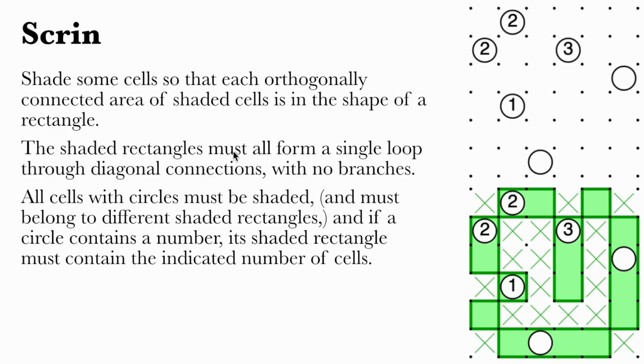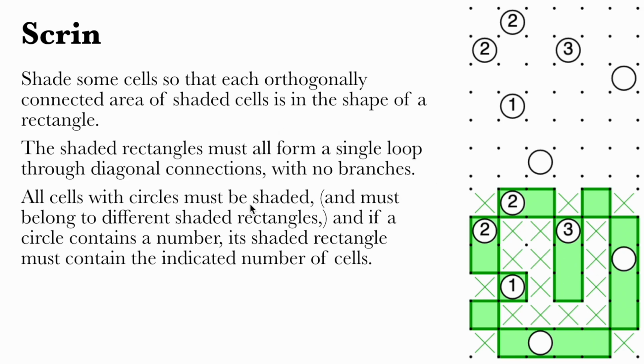The shaded rectangles must all form a single loop through diagonal connections with no branches. This is where it gets a little weird. So starting from this rectangle, we can follow through these diagonal connections through all of the rectangles and end back up where we started. We never had a fork in the road along the way. Another way of thinking about that is that each of the rectangles will touch other rectangles at exactly two of its corners. It's not sufficient, but that is necessary for that to be true.